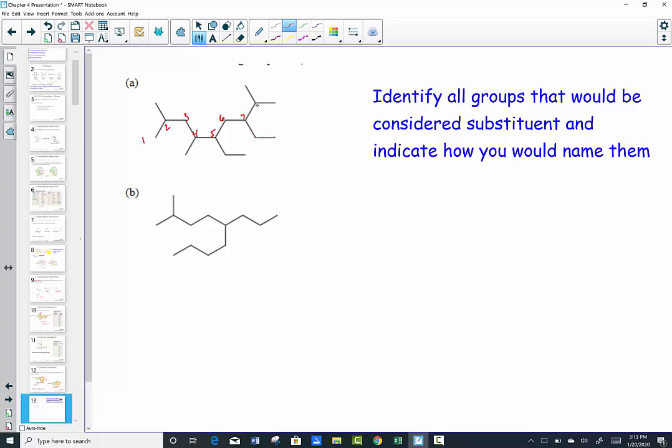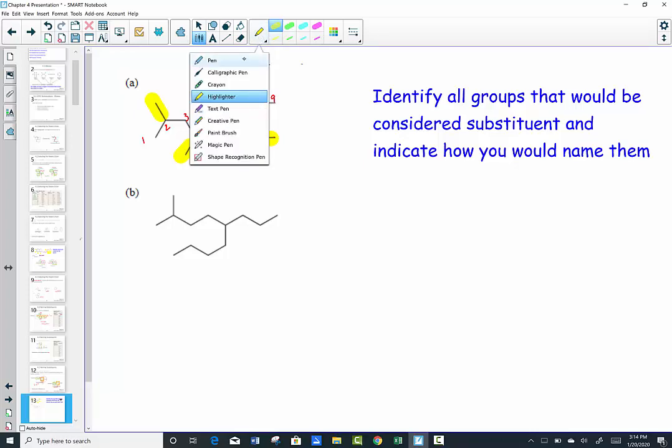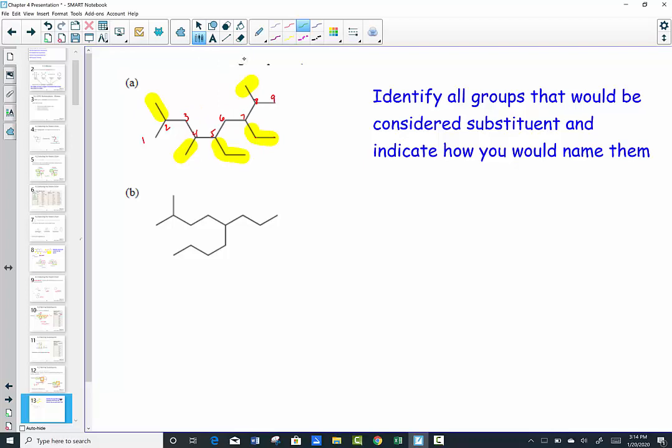I could go 8, 9, or 8, 9. More branches. I'm going to highlight. There's a branch here, a branch here, and here, here, and here. 1, 2, 3, 4, 5 different branches the way I've numbered that system. Now, when I number that, I want to make sure that these have the lowest possible numbers. When we start putting all these pieces together, we're going to number them to ensure the lowest numbers are assigned to these groups.